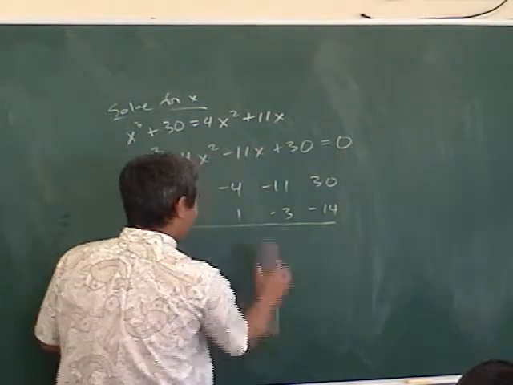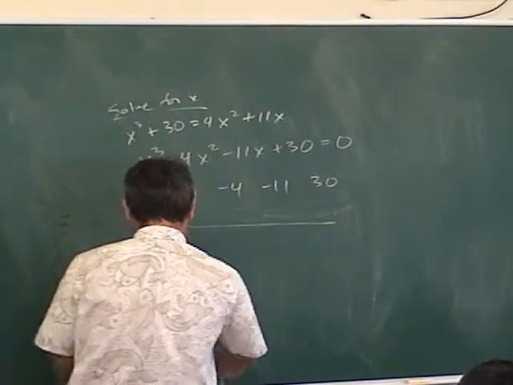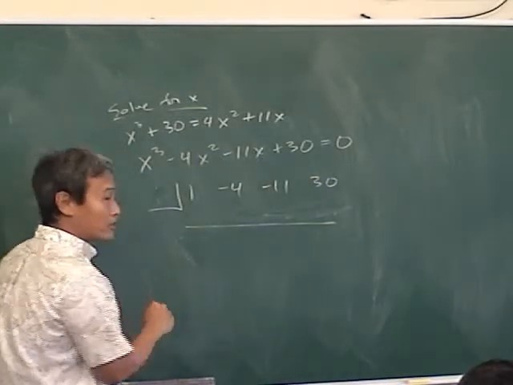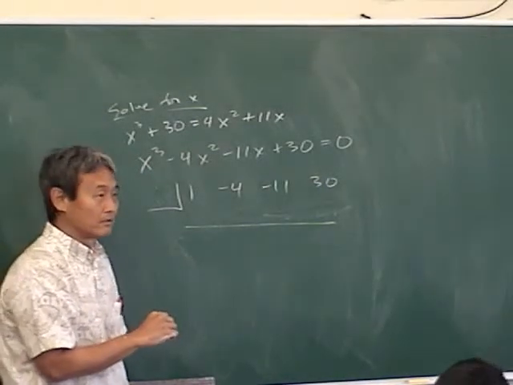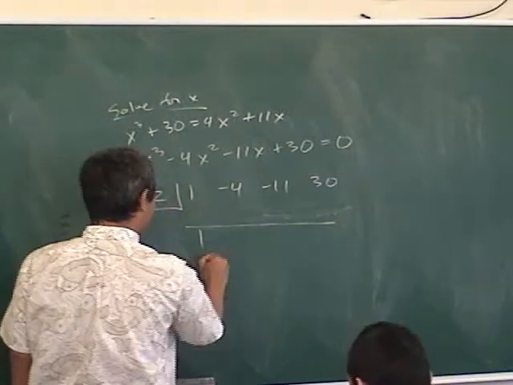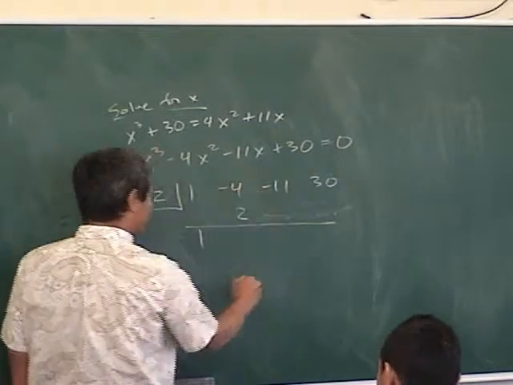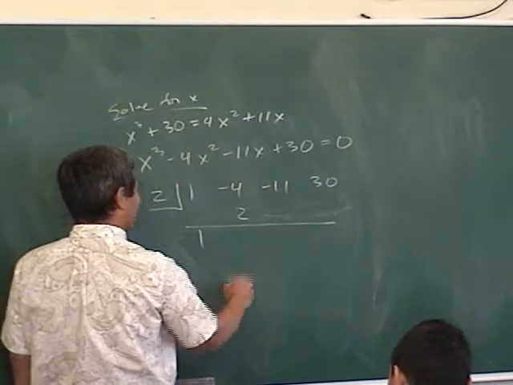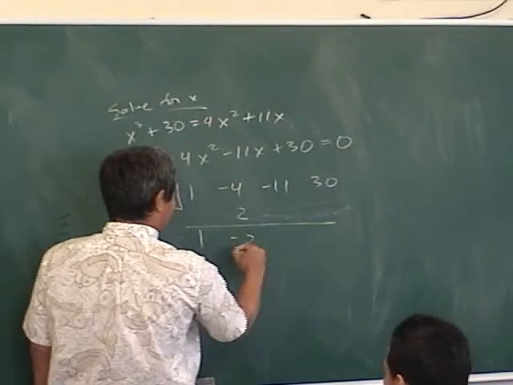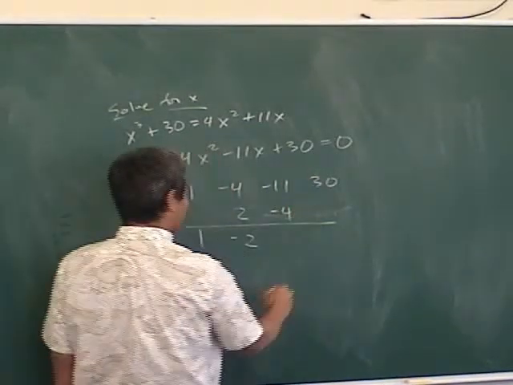Now you probably don't want to erase yet, just leave it on your paper and go down a little bit more. Which one do you want to try, 2 or negative 1? 2. Okay, let's try 2. Drop the 1, multiply 1 times 2. Add. Multiply that times the number in the box. Negative 4. Add.